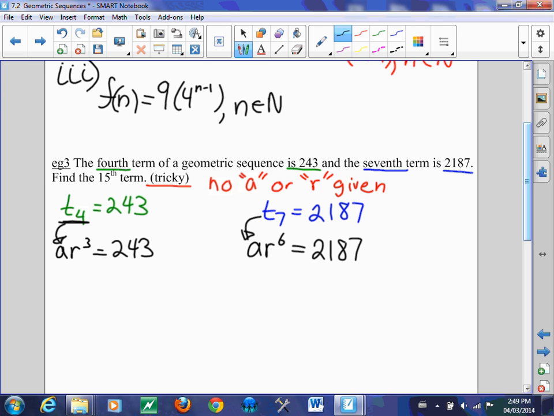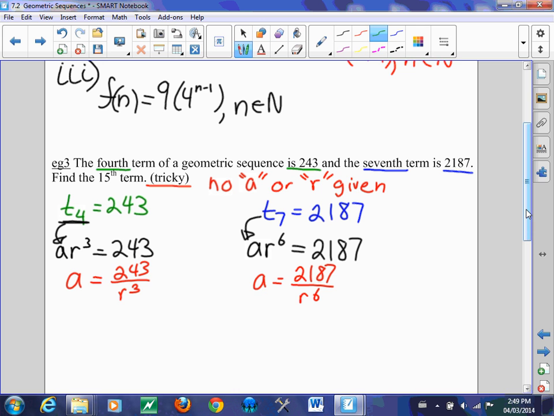Once I have that, ladies and gentlemen, notice that I now have some common variables. I've got A in both equations, so I can rearrange for A. I'm going to say A equals 243 over r cubed in the first one. And in the second one here, I've got A equals 2,187 divided by r to the 6th.